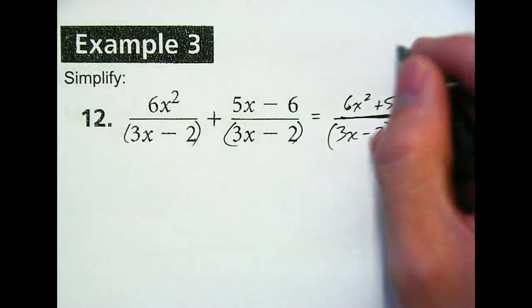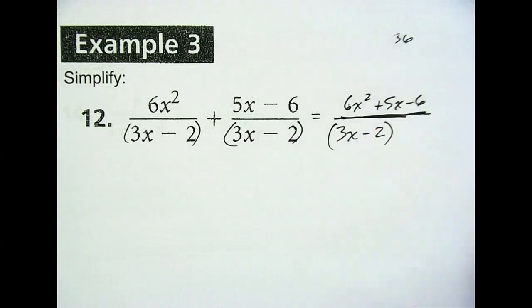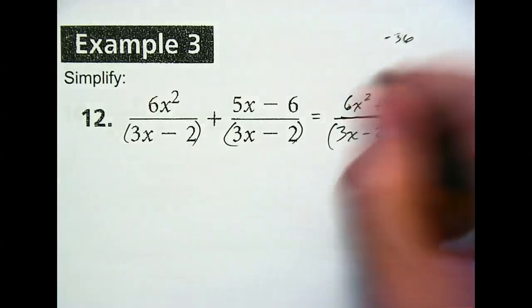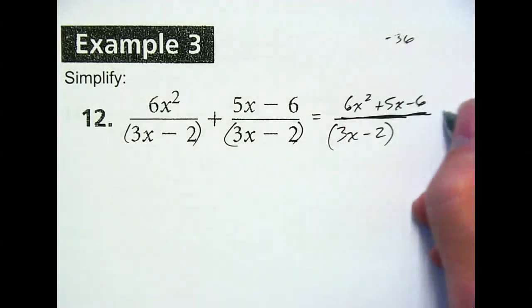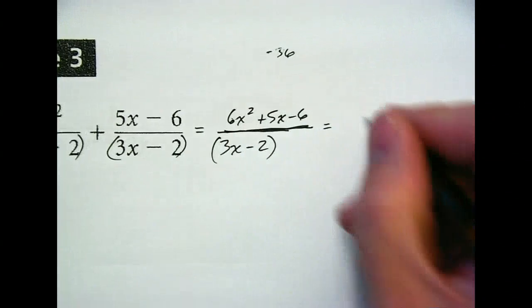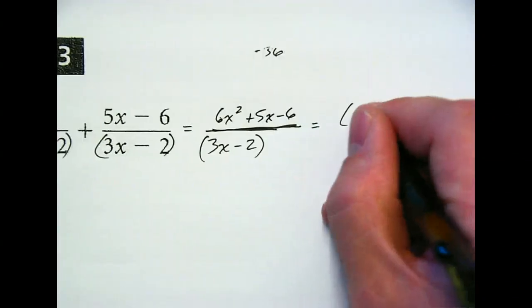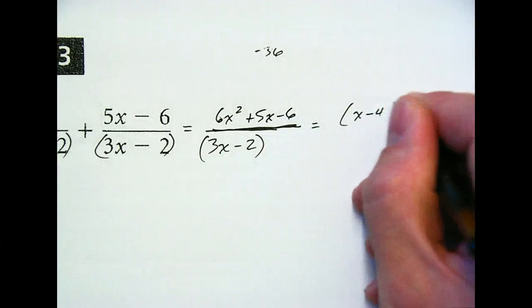A times C, I feel like it's going to be 3x and 2x. Negative 36. Two things that multiply to make negative 36 and add to 5. Negative 4 and positive 9.